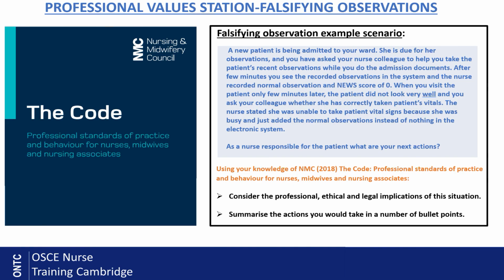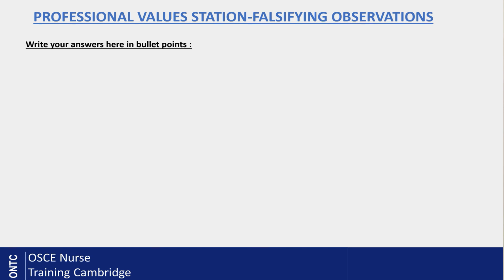So for this station, falsifying observations, which we are talking about today, you can see I have made a scenario just for teaching purposes. You can see the scenario on the screen, and that's how you will see the template in your exam. Underneath the scenario, you will be given instructions: using your knowledge of the NMC code, consider the professional, ethical and legal implications of this situation and summarize your actions in bullet points. On the next screen, they have given you a blank page to write your bullet points. Okay, so let's go through this scenario and write some answers.